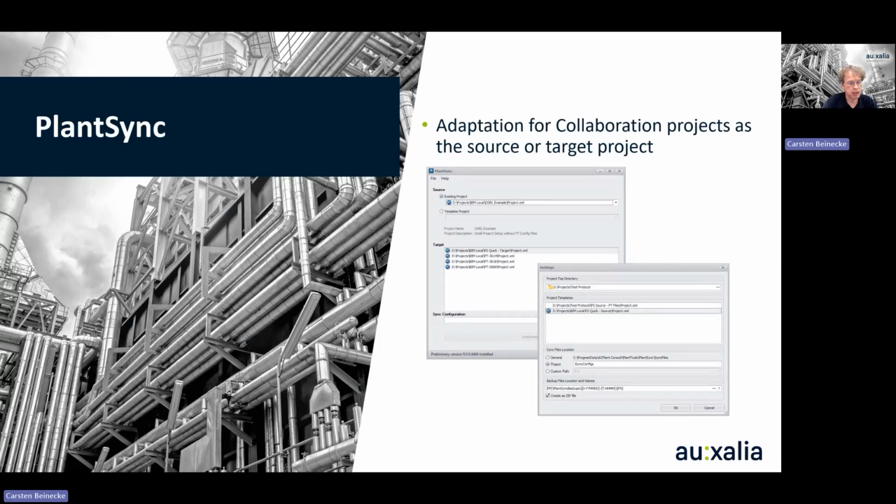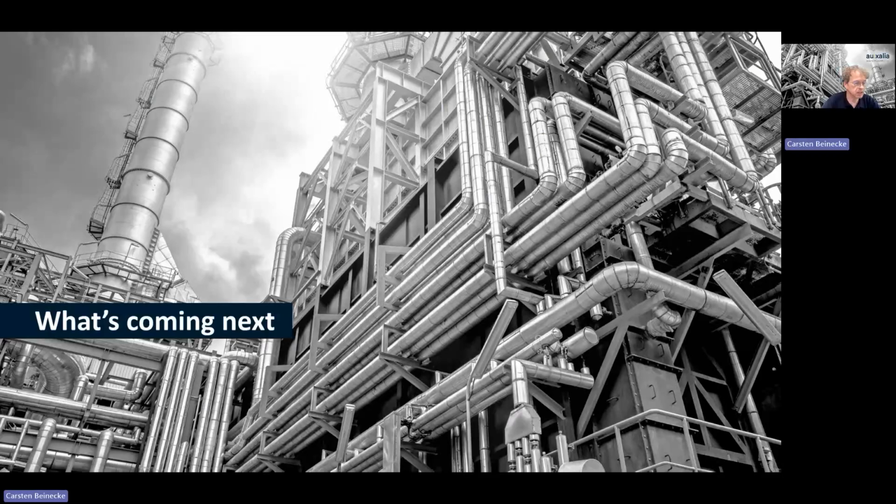PlantSync is our tool which allows you to synchronize, copy, or transfer the project configuration of one project, most likely a template project, to multiple other projects. So it's similar maybe to the project compare in Plant 3D, but we can essentially copy the information to multiple objects. And now PlantSync has been adapted with the last release also to support collaboration projects. So yeah, that's this. What's coming next?